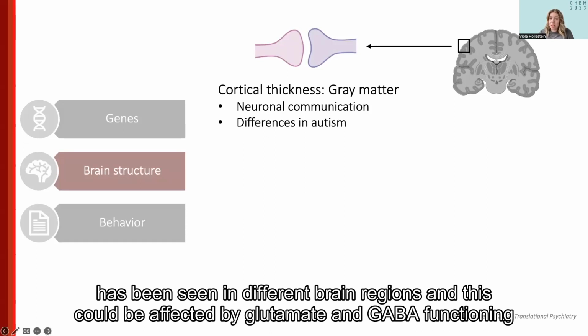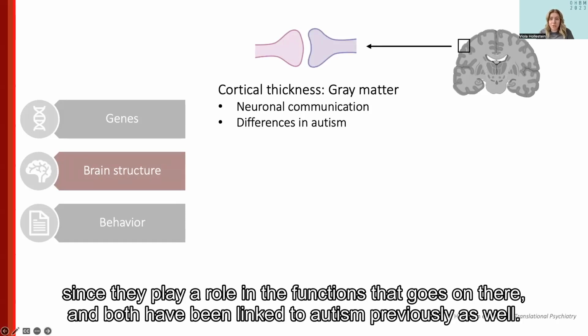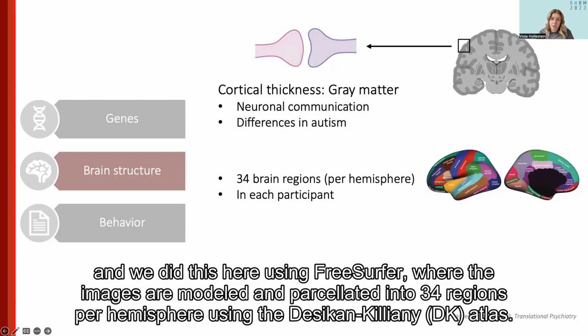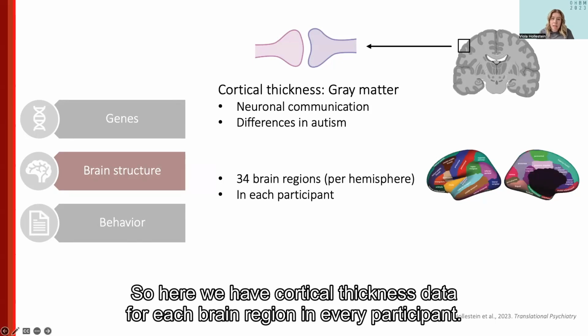And this could be affected by glutamate and GABA functioning, since they play a role in the functions that go on there, and both have been linked to autism previously as well. We measure cortical thickness using MRI, where we make an anatomical scan and then extract the cortical thickness. And we did this here using FreeSurfer, where the images are modeled and parcellated into 34 regions per hemisphere using the Desikan-Killiany atlas. So here we have cortical thickness data for each brain region in every participant.